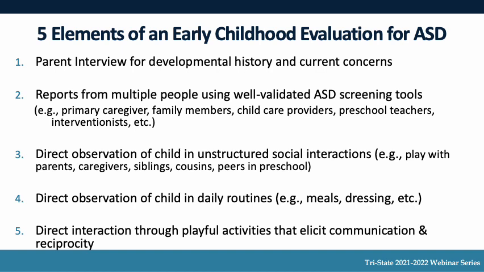Third, it's really important to observe the child in a variety, if possible, of unstructured social interactions. So kind of a free play situation where there aren't any formal interventions or structures. This will allow us to really see what the child naturally does in various social contexts. Fourth, we need to have direct observation of the child in daily routines, things such as mealtime, dressing, toothbrushing, or reading together, things that parents and children do on a daily basis.